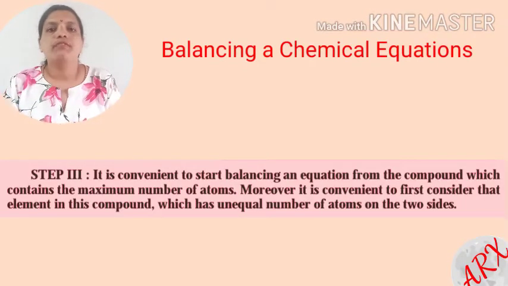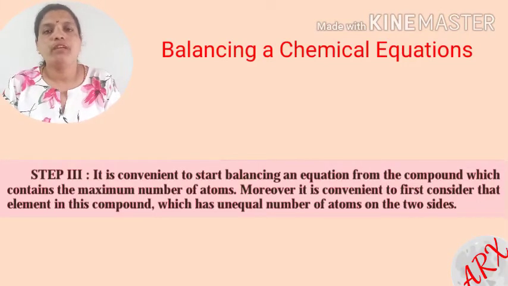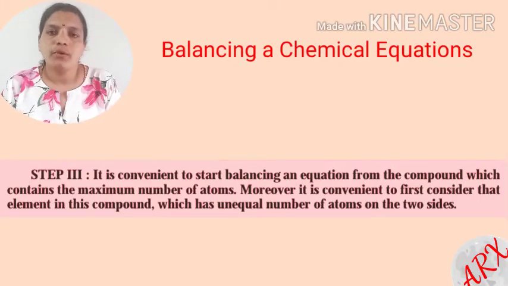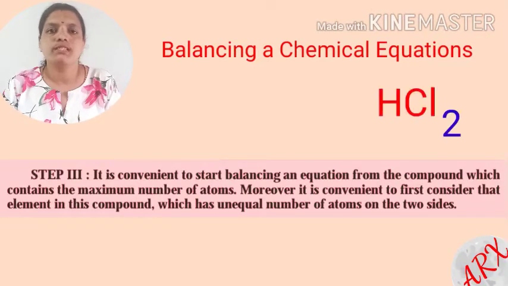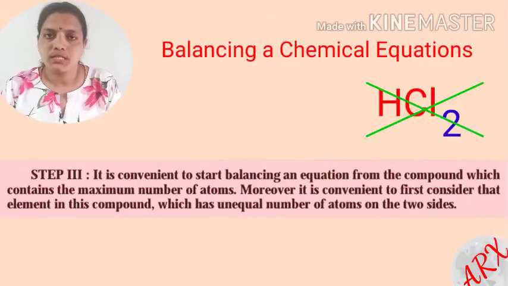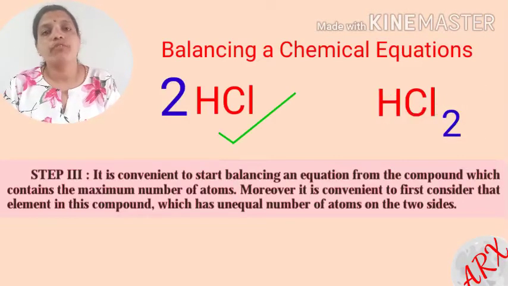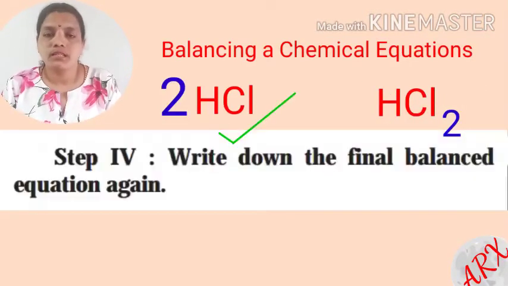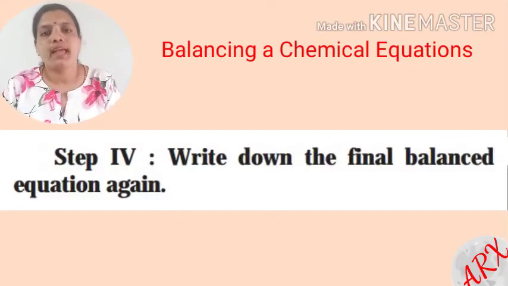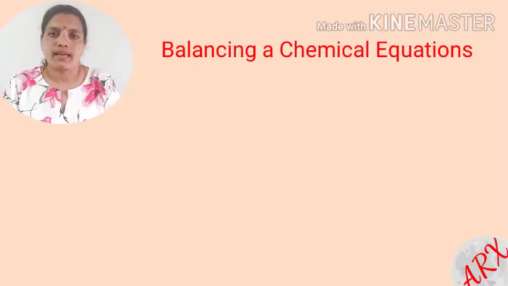Step number 3. If the given reaction is not balanced, then it is convenient to select the element which has the more unequal number of atoms on both sides. Then we have to multiply either on the reactant or product side. Students, always remember, we don't have to change the chemical formula of the substances, but we can change the number of molecules. Step number 4 is to balance the reaction. Write the final balanced reaction.